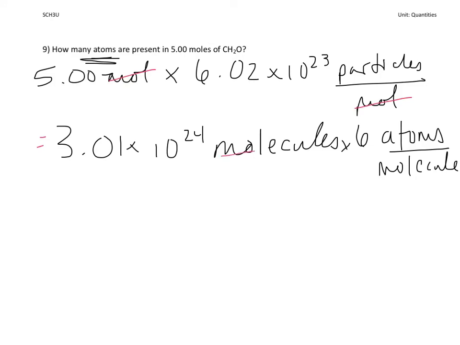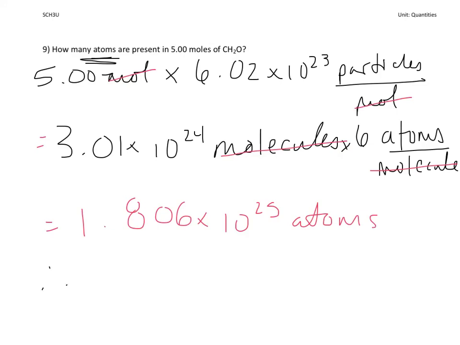You'll notice our molecules cancel out. And I could say that there's a total of 1.806 times 10 to the 25 atoms. Sweet. Therefore, I look back: 1, 2, 3 significant digits, so my answer will be therefore there are 1.81 times 10 to the 25 atoms.